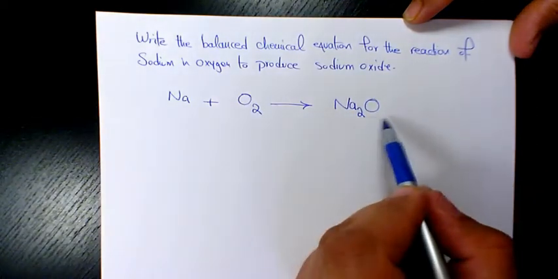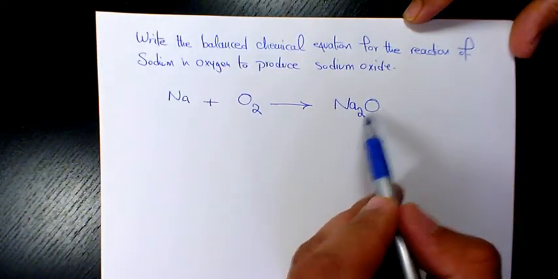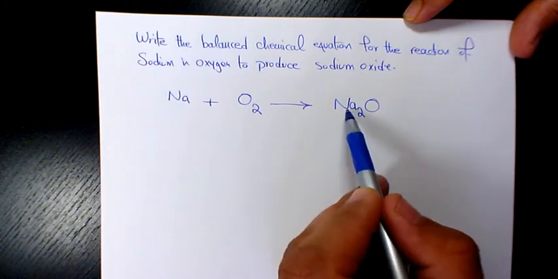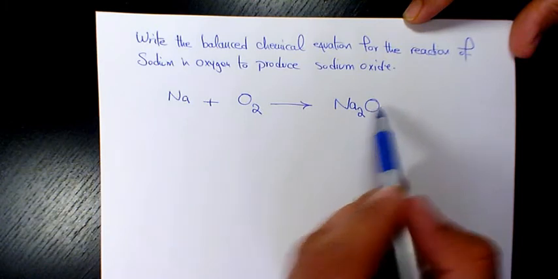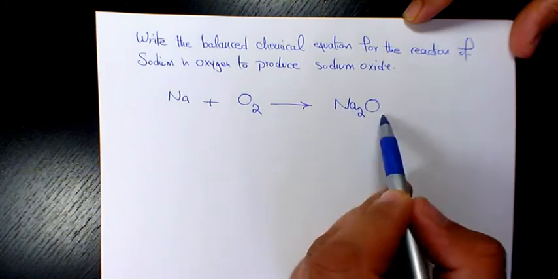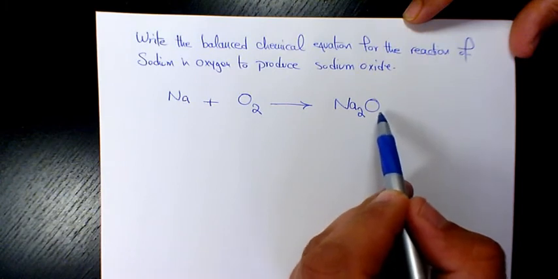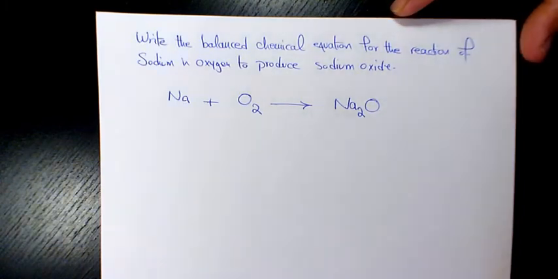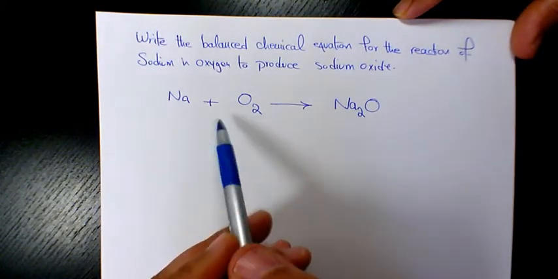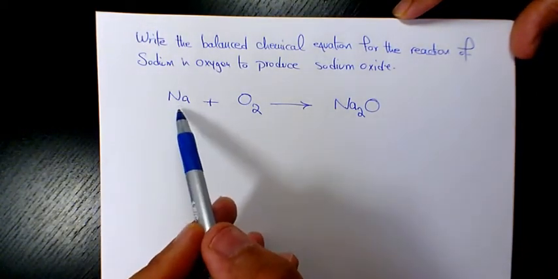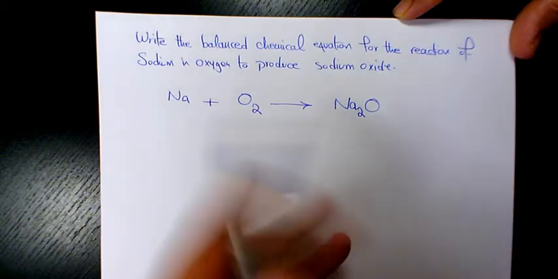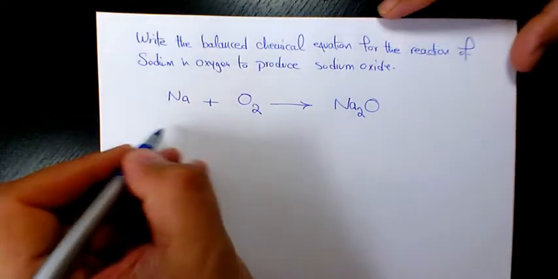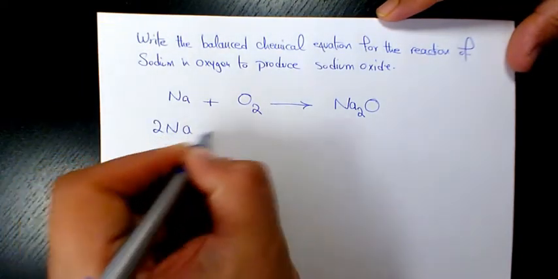Why Na2O? Because the charge for oxygen is 2 and the charge for sodium is 1. So we need 2 sodium atoms to react with oxygen. So we write 2 here and 1 here, and we don't write 1. We just don't write anything, which means that it's 1 already. Now we need to balance it. We have 1 sodium on this side, and we have 2 sodium on this side. So I'm gonna write 2 in here.